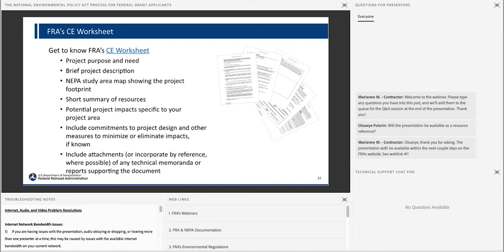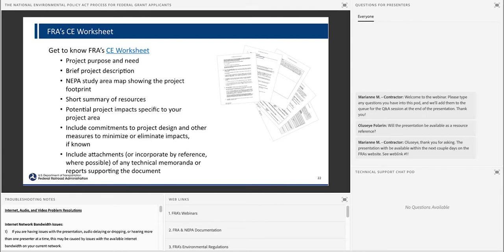And also include attachments or incorporation by reference where possible if any technical memorandum or reports support the document or your project. If your project has past environmental studies or permits, I believe one of the questions that came in prior is they had a Corps of Engineers approval, and I would include that with your application that we can use to substantiate your project. So please do include that with your application.